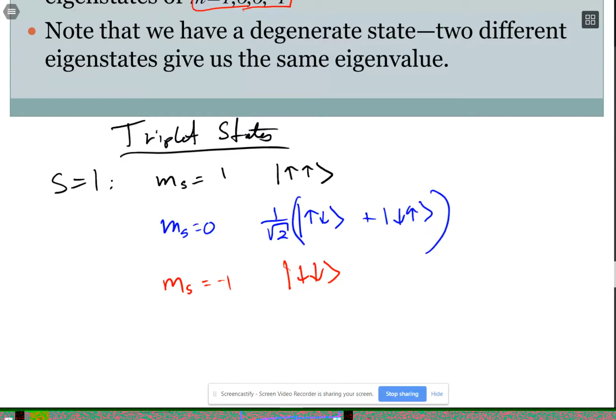The middle one is a superposition state. It's a superposition of 2 different states that were what we call degenerate. They both had the same m sub s. But we've now broken that degeneracy just by using a raising operator. What does that leave for our singlet state?